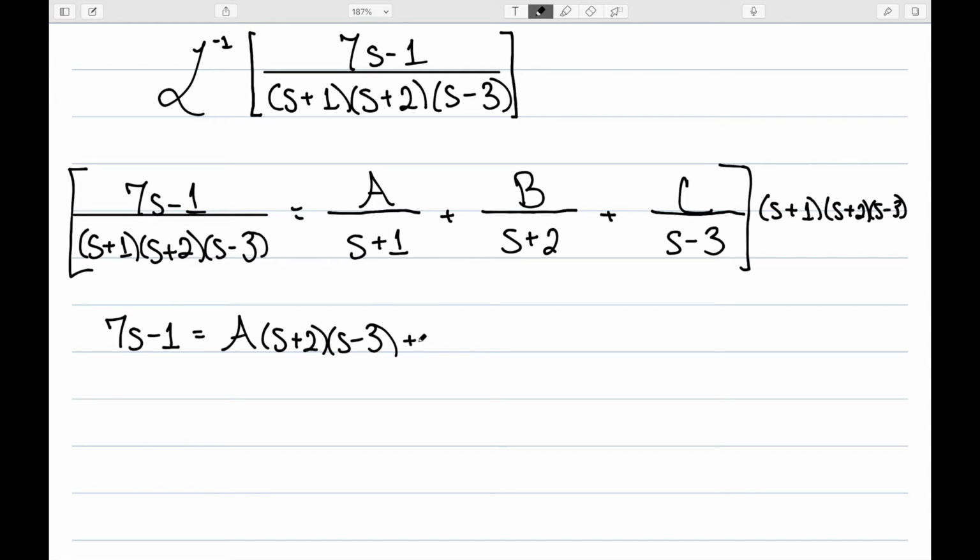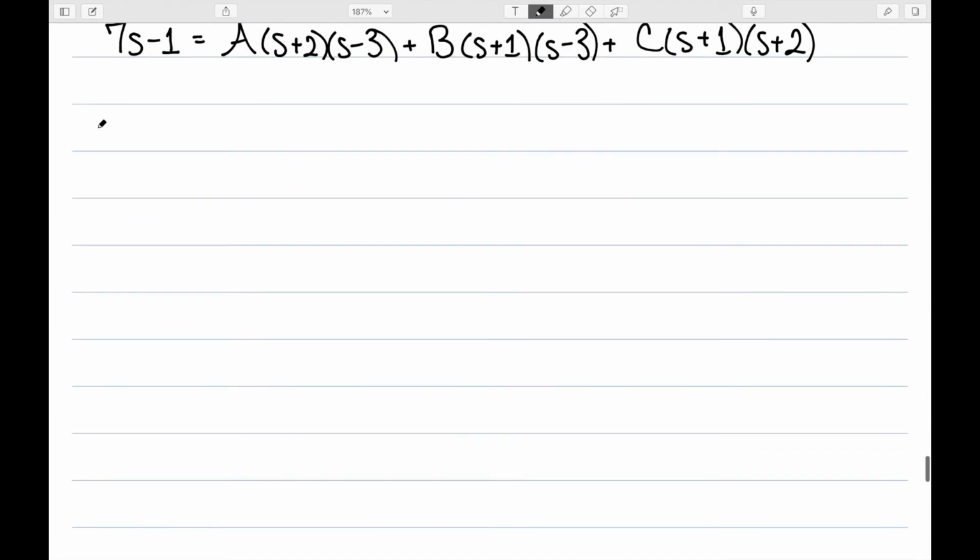The second term, the s + 2's cancel. I'm left with (s + 1)(s - 3). And then the third term, the s - 3's cancel. I'm left with (s + 1)(s + 2). We now need to solve this, and we can do this by selecting nice values for s.